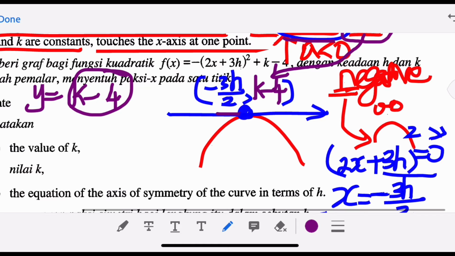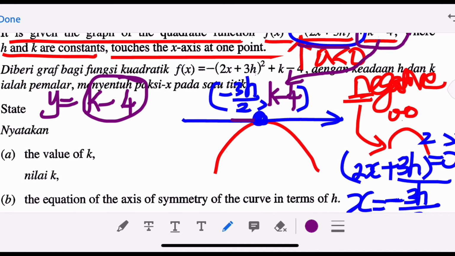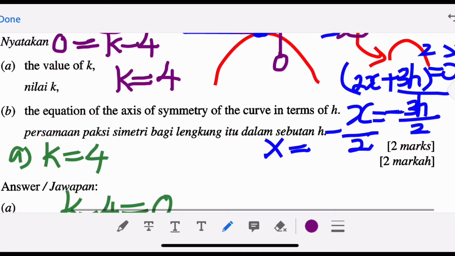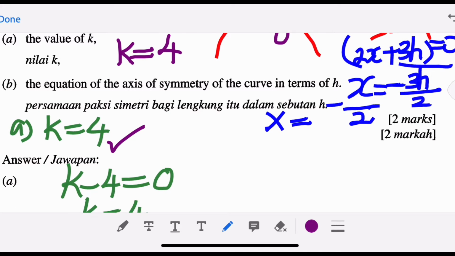Alright, so we have the maximum point, so we can solve and find the value of k. Obviously this is the x-axis, so the y at this point should be 0. So we can let the y be 0, and hence we can find the k value, which is k = 4. So the answer is k = 4 for part A, the value of k.